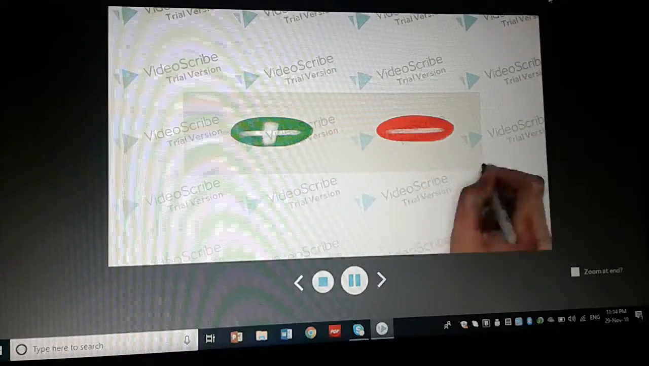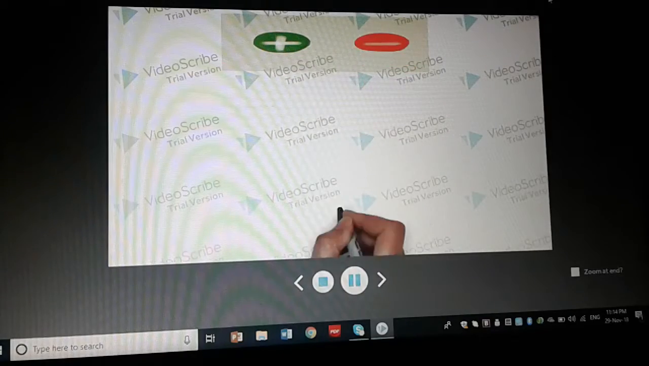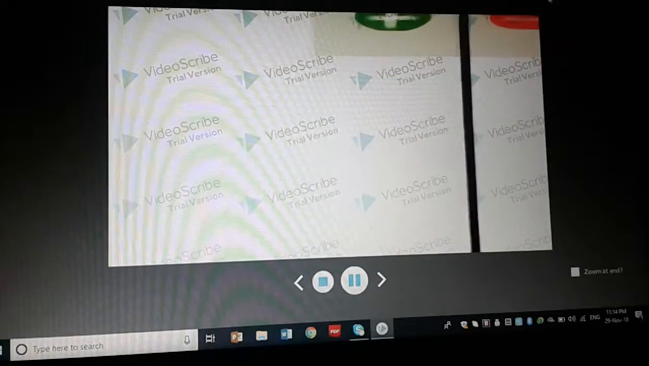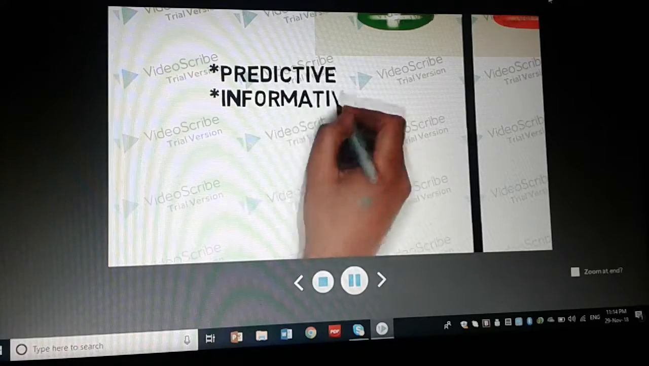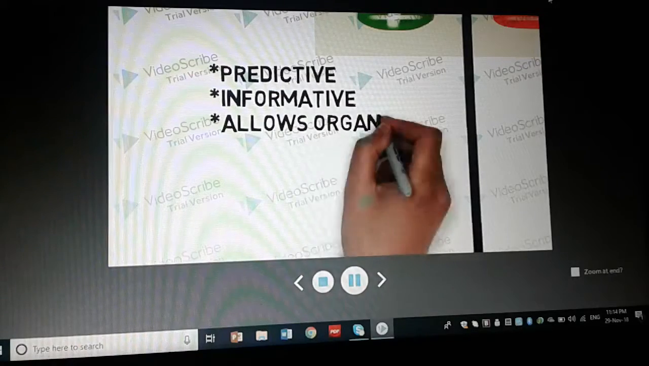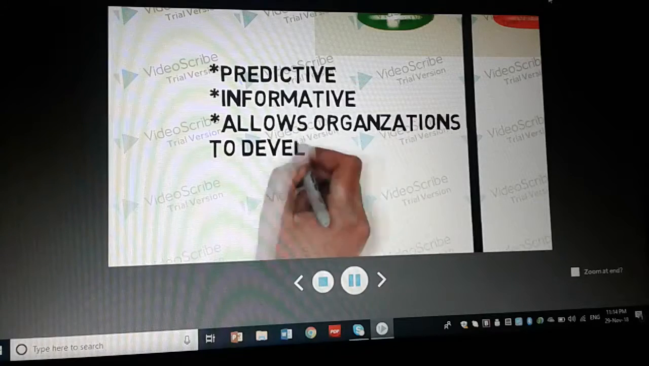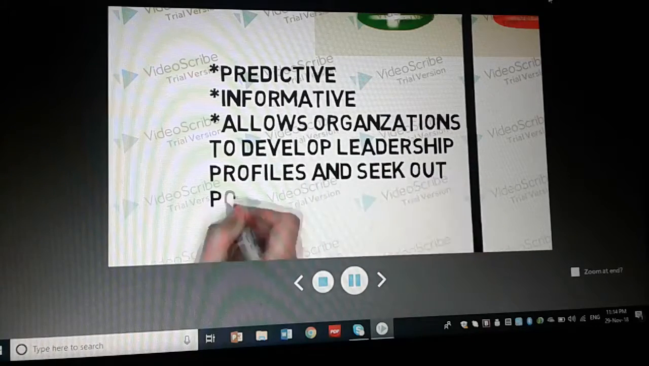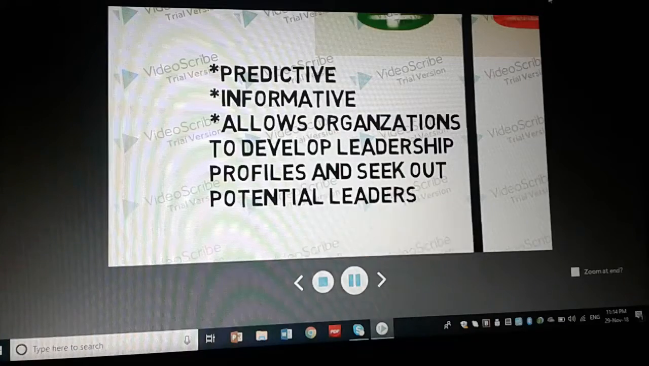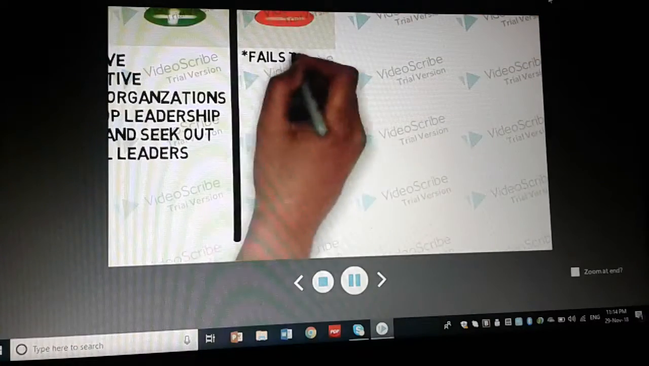According to the different perspectives, this theory comes along with its own set of pros and cons. The theory is predictive, and it can provide information about the type of leadership that is likely to succeed in a given situation. It also doesn't require people to be successful in all situations, and it is also useful as it allows organizations to develop a leadership profile and seek out potential leaders.